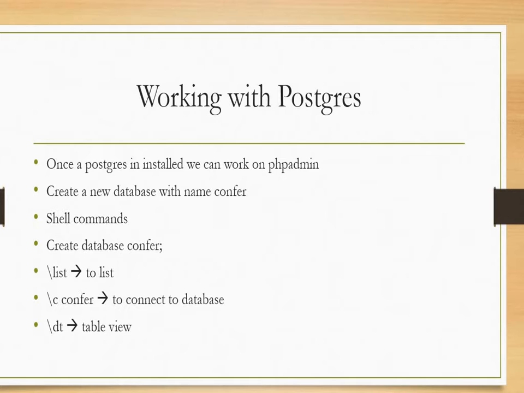Now here I want to create a new database with the name confo. The command to create is CREATE DATABASE, the database name, and a semicolon. Once that is done, I want to list it with slash l. At present it is connected with the Postgres database, which is the default database. If I want to connect to my database, just give slash c and the database name. It will connect to your database. And if you want to view your tables, slash dt. So these are the commands. I guess you have worked with these commands in Oracle, and there are little bit of changes.